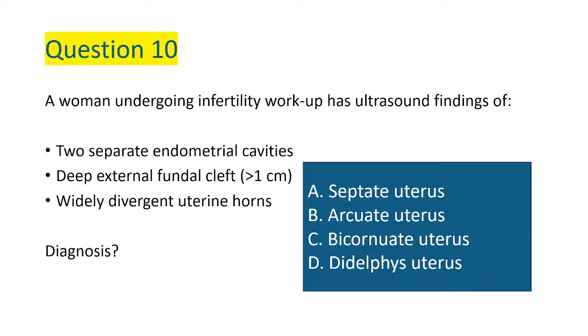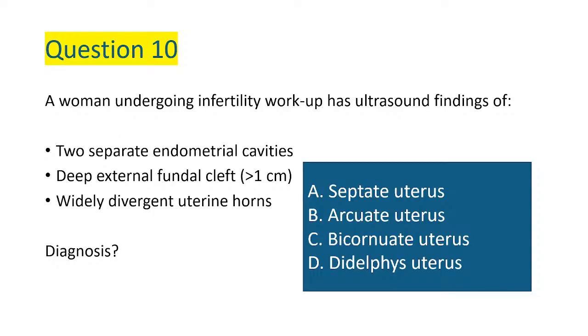Question number 10, our last question. A woman undergoing infertility workup has ultrasound findings of 2 separate endometrial cavities, deep external fundal cleft above 1 centimeter, widely divergent uterine horns. What is the most likely diagnosis? A. Septate uterus. B. Arcuate uterus. C. Bicornuate uterus. D. Didelphys uterus.